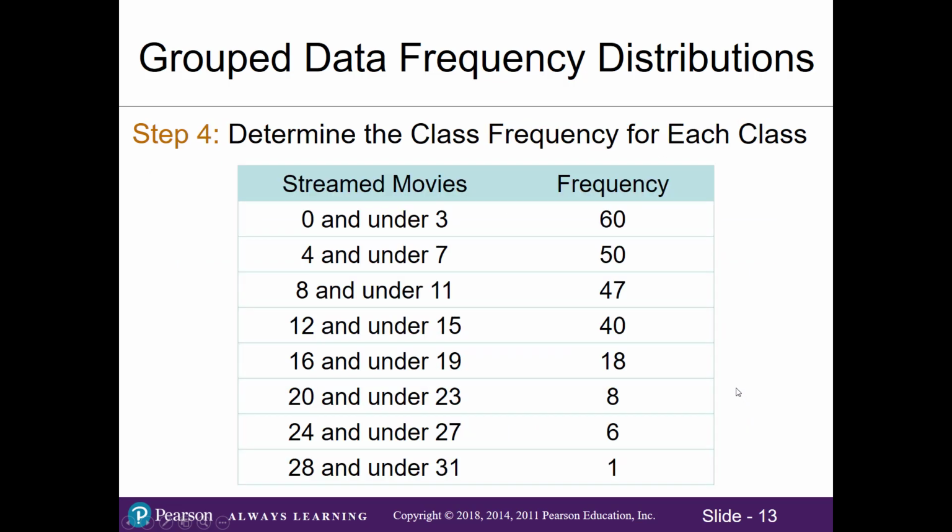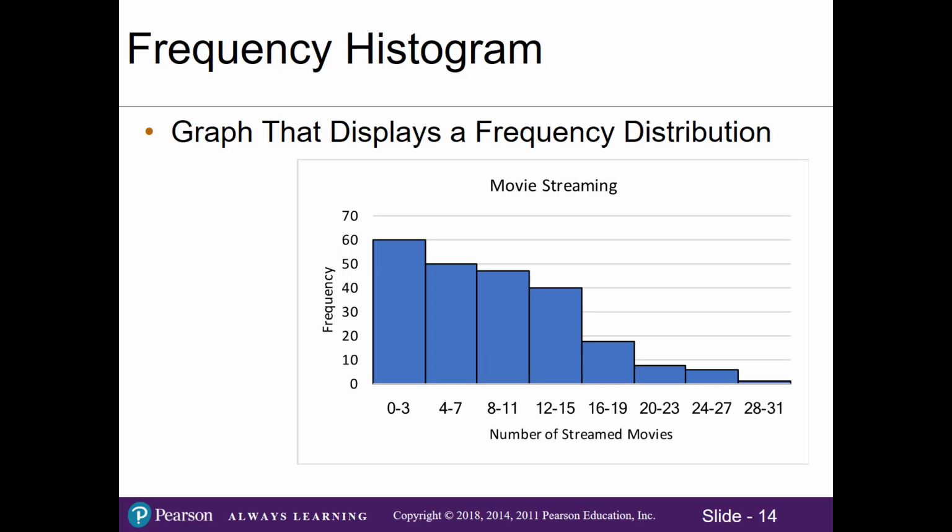In step 4, we'll go ahead and tally up the frequencies for each class. We'll add up all the frequencies of 0, 1, 2, and 3 streamed movies, which gives us 60. The frequency of 4, 5, 6, and 7 movies is 50, and so on. Again, when you add these all up, you get 230 movies, but now you have them grouped in intervals.